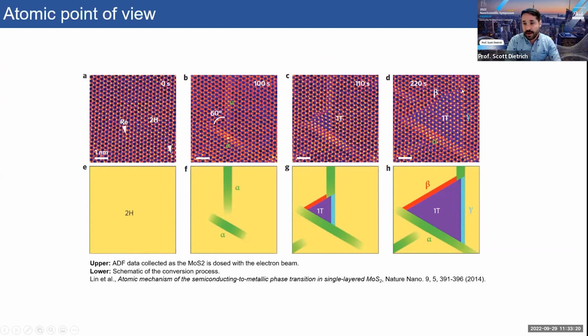And you can see at some point we've formed this triangle of this 1T region in a bulk 2H material, where now we're seeing those bottom sulfur atoms interfere with the transmission of the electrons. In this measurement, they're actually doing this dosing at this spot as well as imaging at the same time. It's all done in situ. This was done in about 2014.